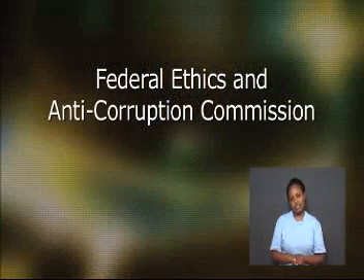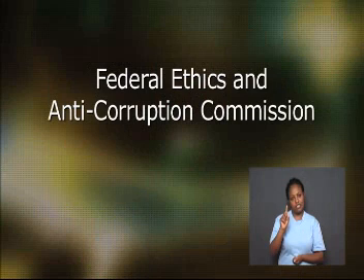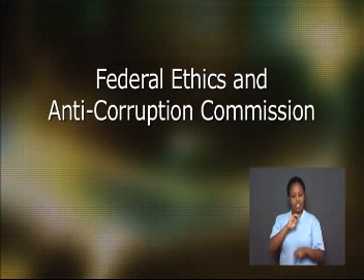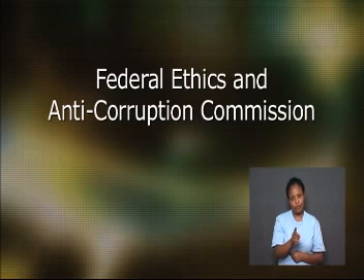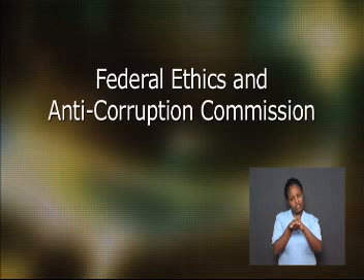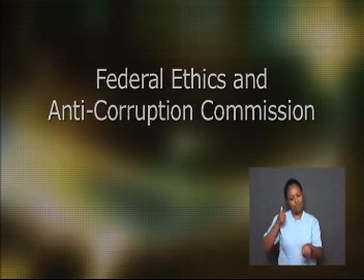In 2001, the Ethiopian government formed the Federal Ethics and Anti-Corruption Commission. Its main objective is to create a society that is aware that corruption is not tolerated by promoting ethics. It aims to prevent corruption offenses by exposing, investigating, and prosecuting them.